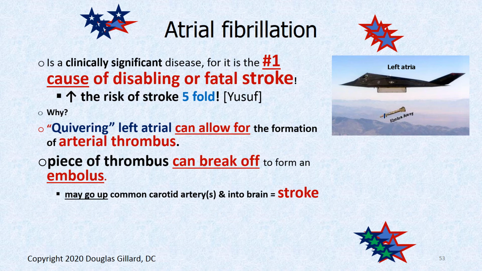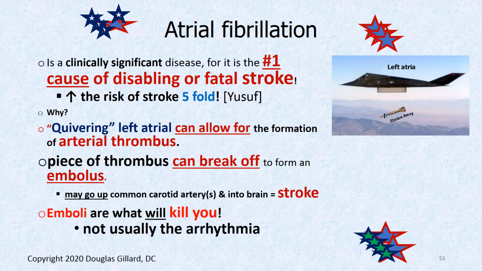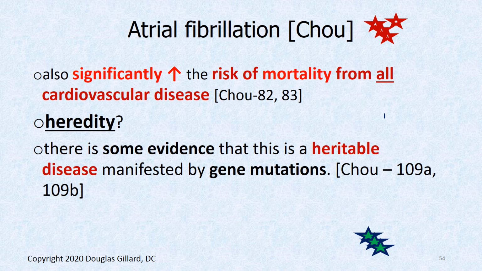But that quivering atria is a perfect, I mean, the blood is not moving well through there. And it's a breeding ground for thrombus formation, and the thrombus can break loose and cause arterial embolisms, and we've talked about those. Those can go up into the brain and cause a stroke, or they can go back into the coronary arteries, cause a heart attack. They can go all over the place. So big trouble.